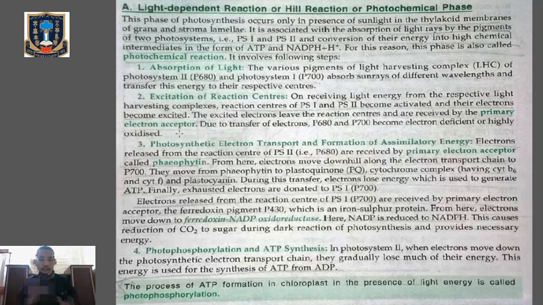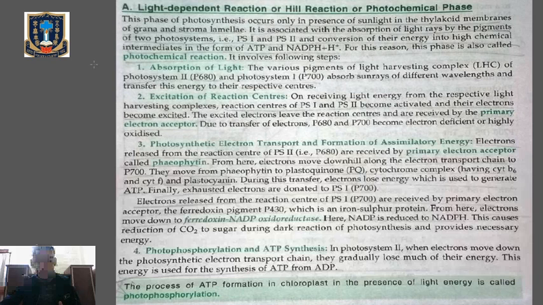Okay, so what are the steps under the light dependent reactions? We have got 4 steps you can see over here. We have got absorption of light, excitation of reaction center, photosynthetic electron transport and formation of assimilatory power. Then we have got photophosphorylation and ATP synthesis. So we have got 4 steps under the Hill reactions or the light dependent reaction.